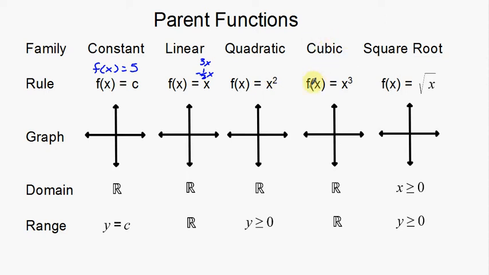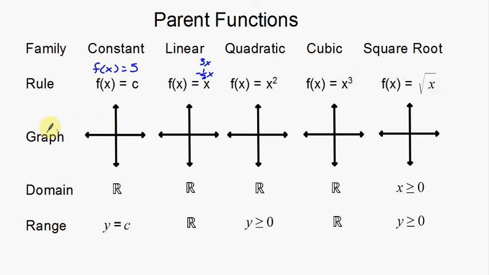Okay, cubic, then, is anything x to the third power, x cubed. Okay, and then the square root is going to be anything that is the square root of x. Notice that this x is underneath the square root, so the variable is being square rooted. Okay, so those are the different rules. Now, when they say rule, they just mean, okay, this is the function. This is the notation that you're going to see. These are all the equations that you're going to see.